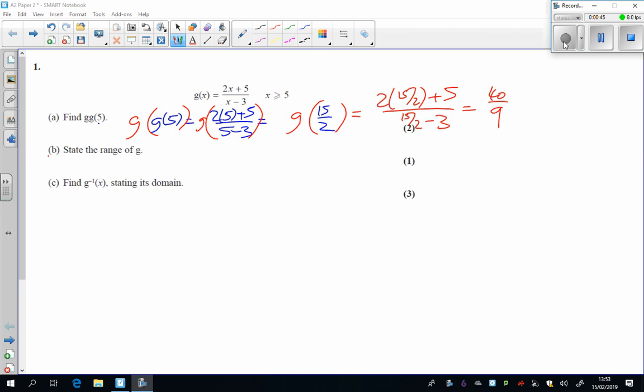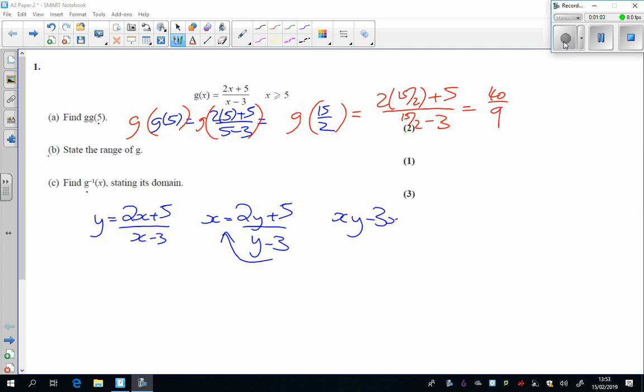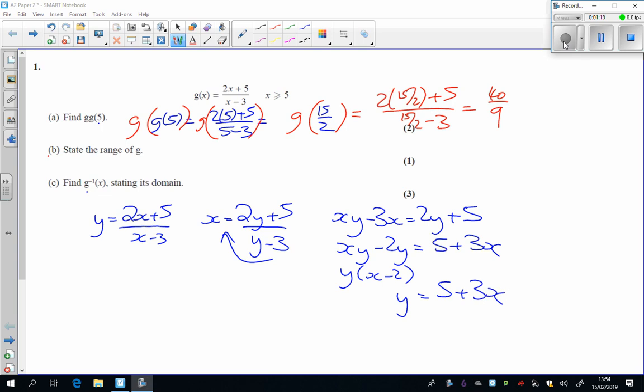I'm also going to jump down to part C here, because we're always very good at finding out inverse functions as well, aren't we? So to find out an inverse function, you set it equal to y, you switch the letters over, and you now rearrange to try and make x the subject of the equation. So multiplying this up here, and then what I need to do is drag all the y's over to one side here. So I take these 2 y's and I'm going to add the 3 x's. I factorise out here and then divide. So y equals 5 plus 3x over x minus 2.